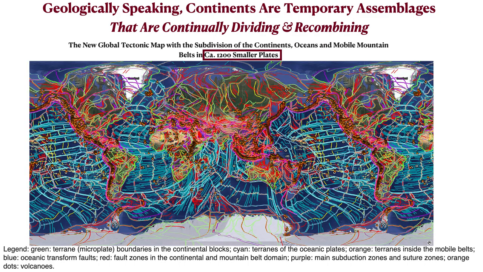Anyway, here's another Wikipedia map, which I find a fascinating and in many ways beautiful map. It just shows all of the areas of tectonic movement, both currently and in the past. It actually divides the world up into some 1,200 smaller plates. Like I say, not all of these are active.